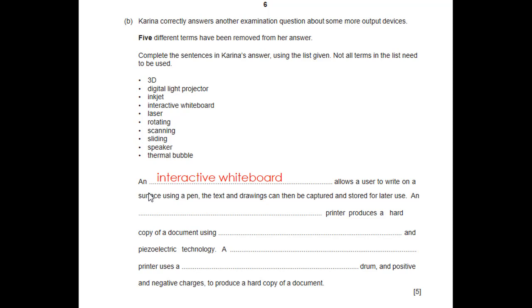A something type of printer produces a hard copy of a document using something and piezoelectric technology. So this one might confuse people a little bit. So let's go through this now. An inkjet printer produces a hard copy. It uses thermal bubble technology, so heated bubbles of different colors of ink. And this electric technology is what heats it up and then also seals it off.